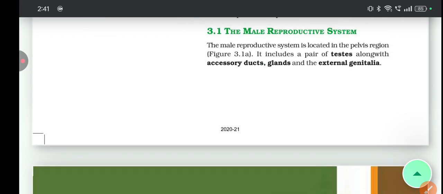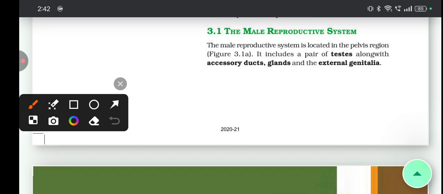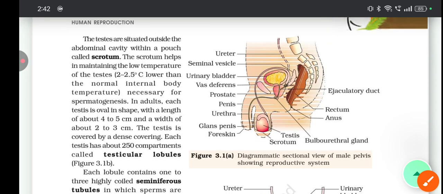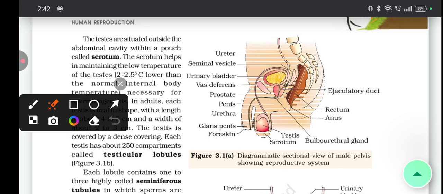The male reproductive system. The male reproductive system is located in the pelvis region. It includes a pair of testes along with the accessory ducts, glands and external genitalia. The testes are situated outside the abdominal cavity within a pouch called scrotum.